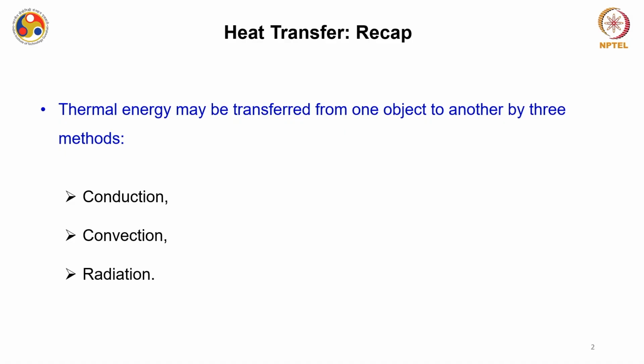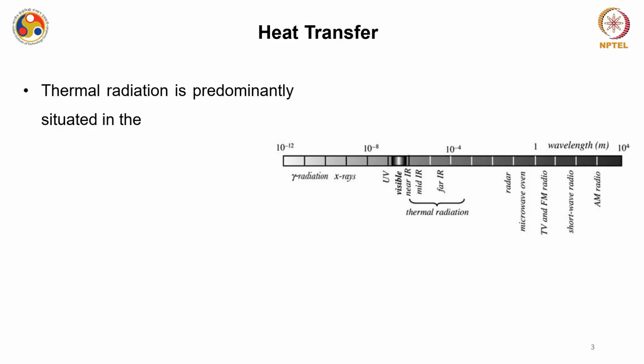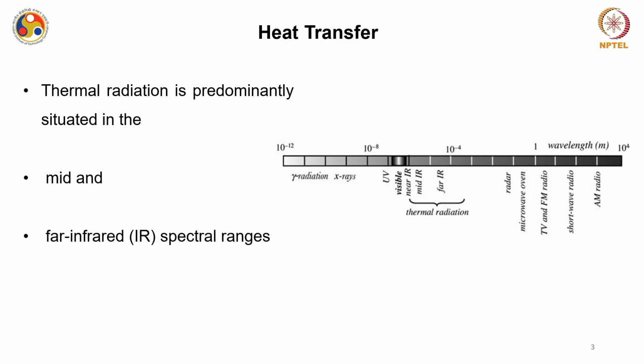We tried to understand how heat can be transferred from one object to another, and we have discussed that there are essentially three ways by which this thermal energy can be transferred: conduction, convection and radiation. And we discussed that convection is essentially restricted to fluids, which is liquids and gases, right? We also talked about its availability in the electromagnetic spectra, and that thermal radiation is predominantly situated in the mid IR and far IR spectral ranges, right?